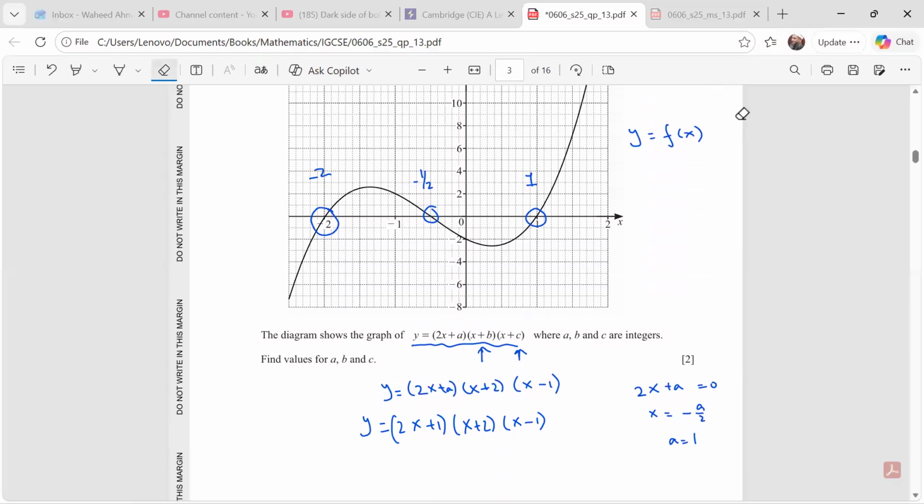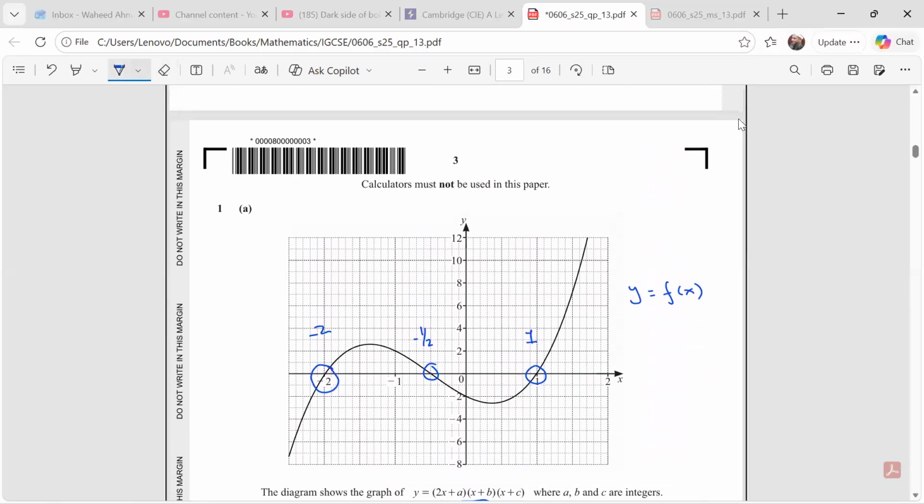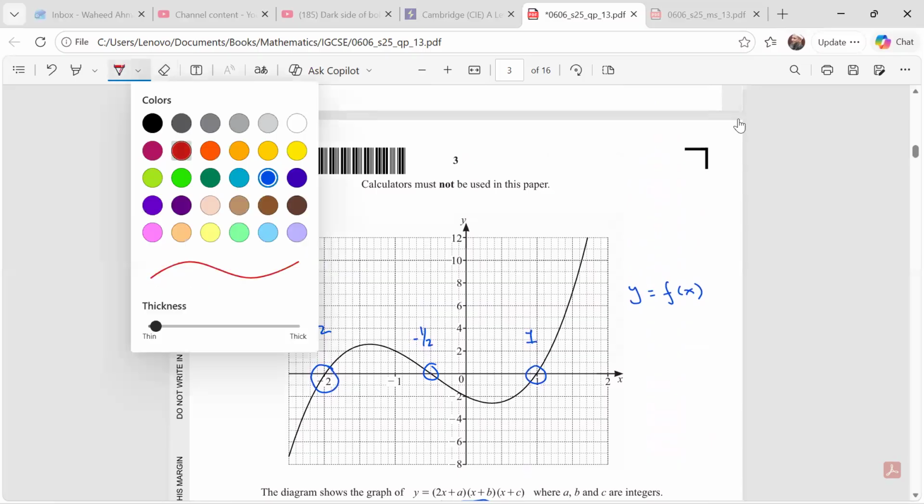Oh my God. Anyway, let's not do it. Let me use some other color.